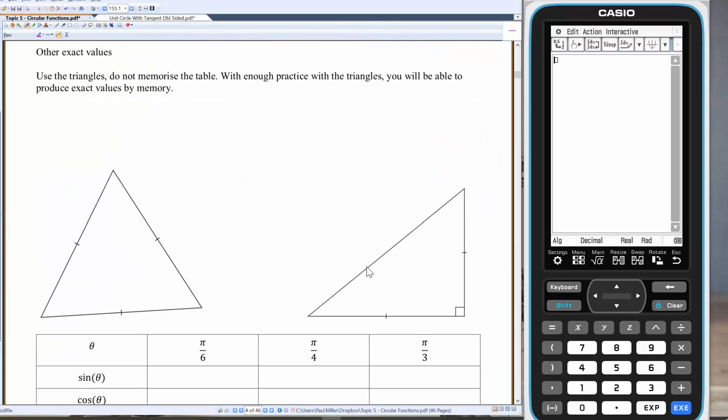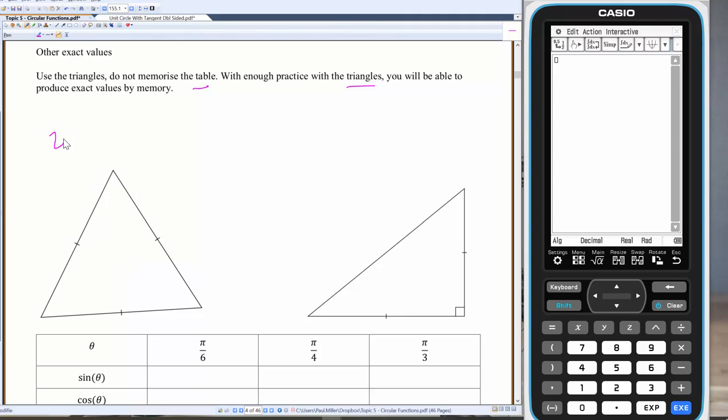All right, what about other exact values? Well, there's a few that will certainly be asked, and let's develop some of them. So I don't memorize the table, wouldn't have a clue what the table looks like, but we've got these two triangles that you can draw, and these two triangles will allow you to generate all of your exact values.